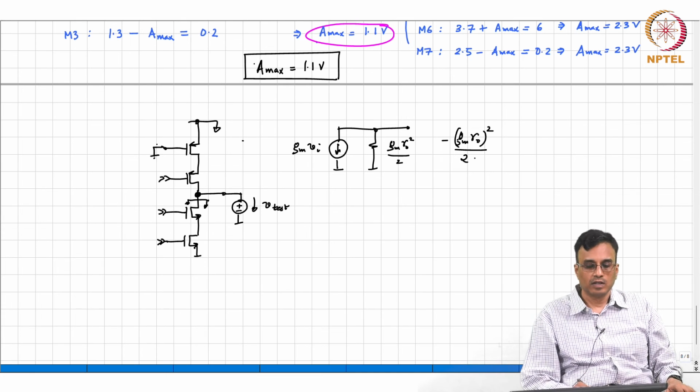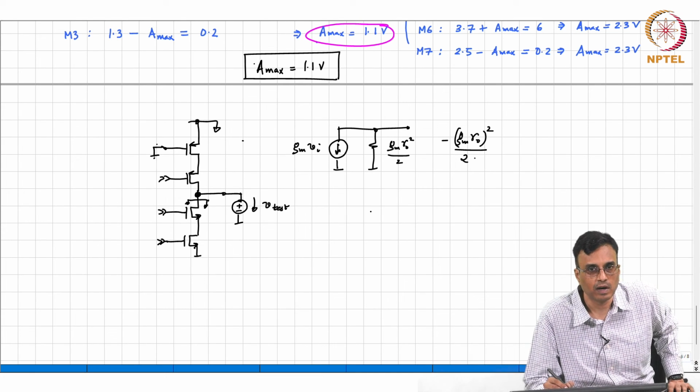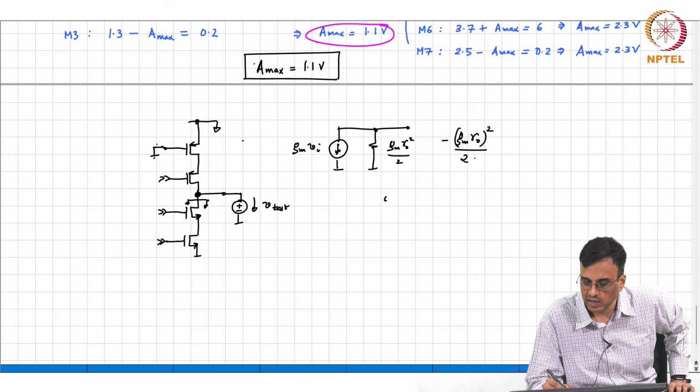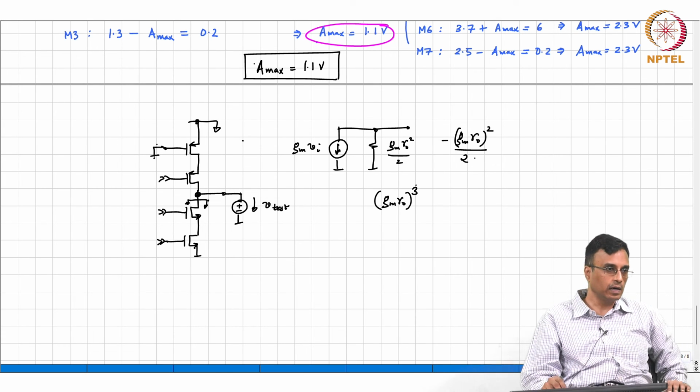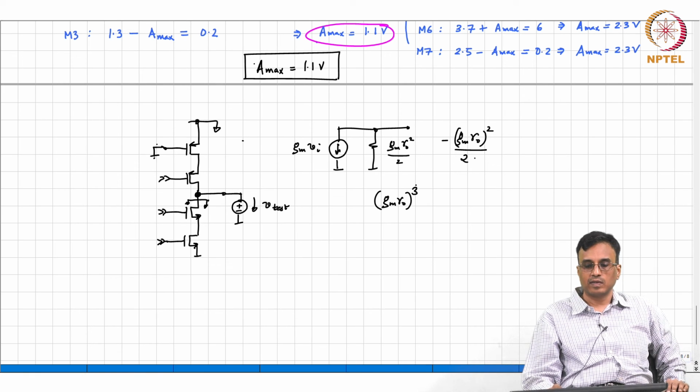So what is the gain of the total operational amplifier? Basically you get something of the order of GmRo the whole cube, right? So if the gain of each stage is, say, if GmRo is, I don't know, 30, 30 cubed is some 27,000, right?